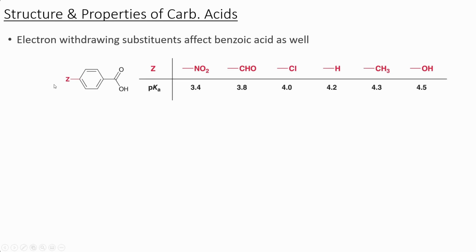We can also modify the substituents on a benzene ring. If we have electron withdrawing groups, such as a nitro group or an aldehyde, that's going to make the carboxylic acid more acidic. And if you use electron donating groups, it will make it slightly less acidic.